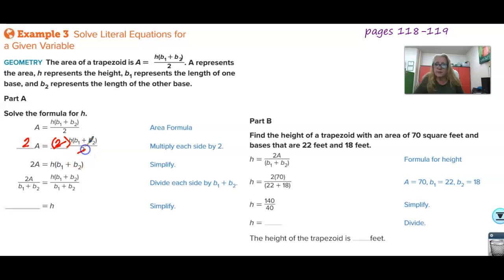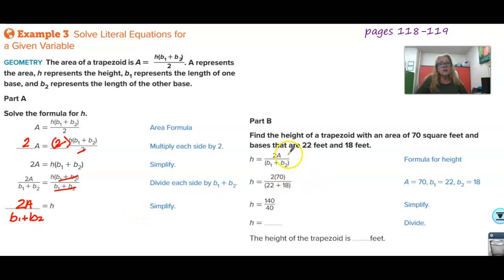Then these would cancel out. Now we have 2a on the left, and we just have h times b1 plus b2. We're trying to get h by itself, though, so now we would divide both sides by this expression, the b1 plus b2. See, we divided this side by b1 plus b2, and this side by b1 plus b2. These cancel out, leaving us just h on this side, and then basically you're just rewriting what they had above here, b1 plus b2.